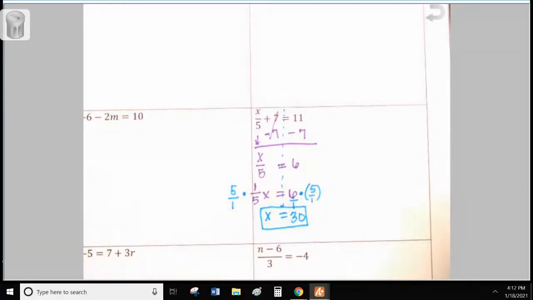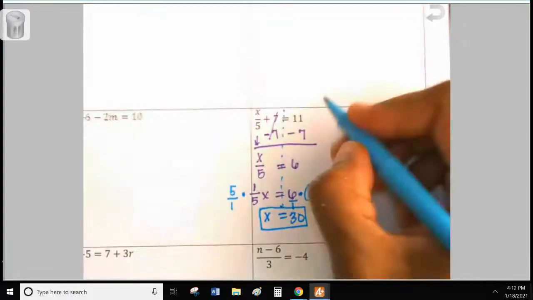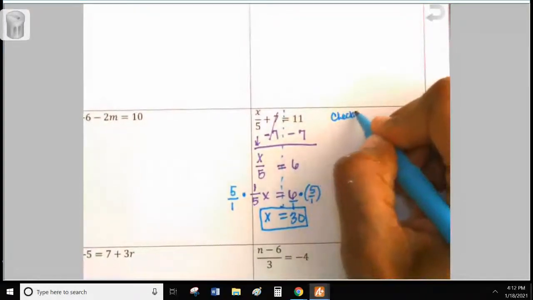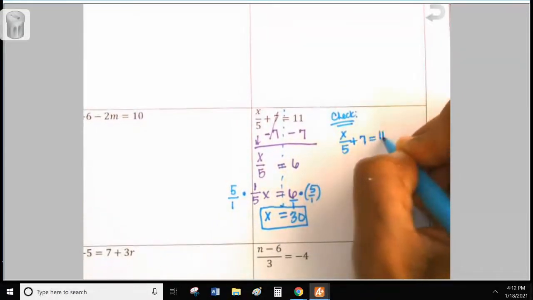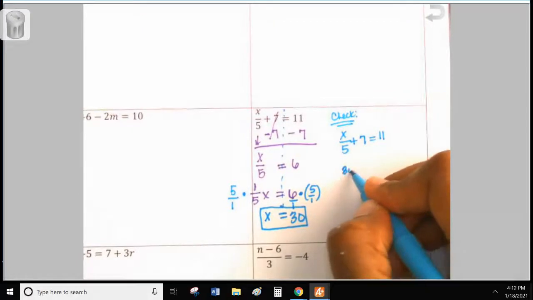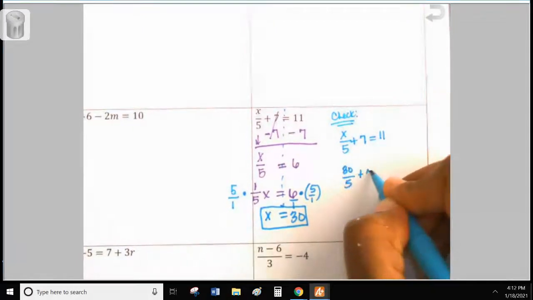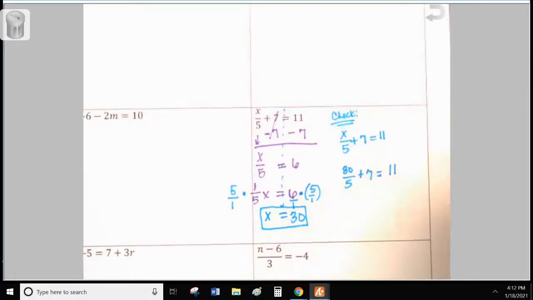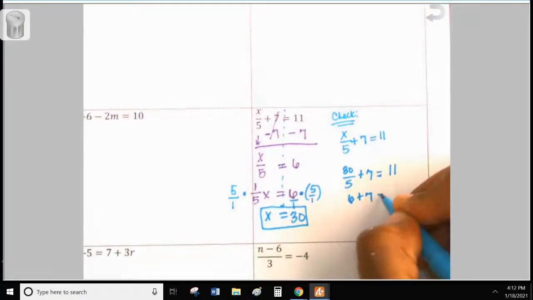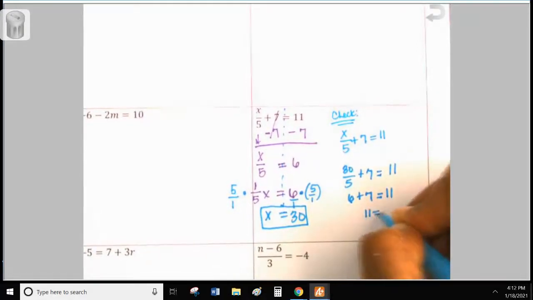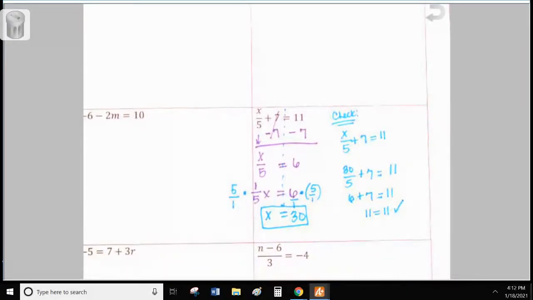Okay? And I'm going to take this one, and this time I'm going to check it because it's a little less messy than the last one. Anytime you see the value of x, you're going to put 30 in its place. So if I put 30 over 5 plus 7 equals 11, hopefully you know that 30 divided by 5 is 6, and then 6 plus 7 is going to give you 11. So see how that checked out?